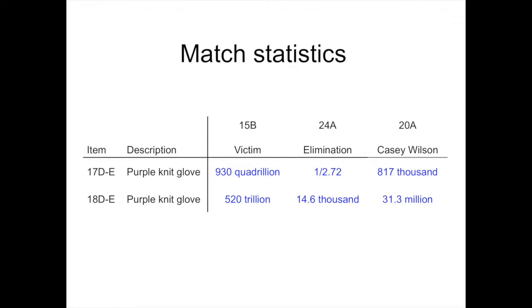In this case, there was a left glove and a right glove, and in separating out those genotypes and then afterwards making comparisons, we see that the victim and Casey Wilson are both in there with match statistics in quadrillions and thousands respectively. The elimination is really around 1, can't say very much. The right purple knit glove has all 3 people in there based on the match statistics at the levels of trillions, thousands, and millions. So by separating out all the contributors, statements can be made about all of them.